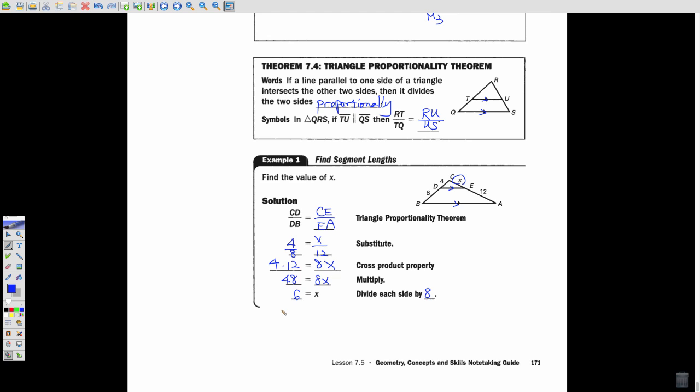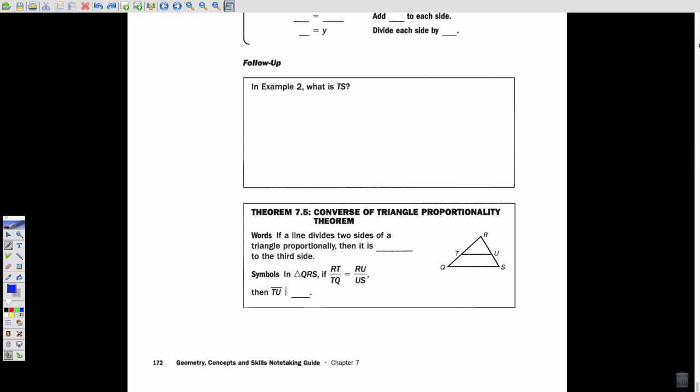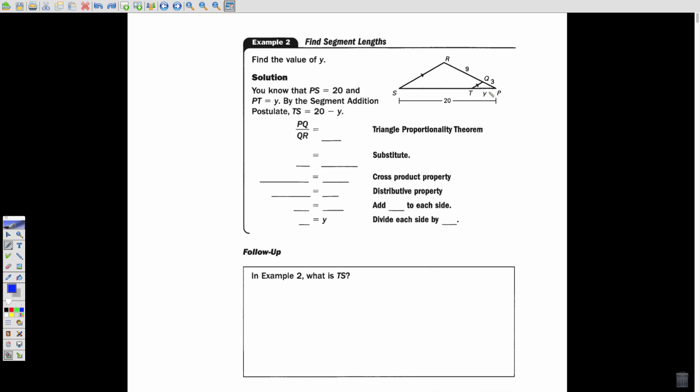See, the triangle proportionality theorem really makes a geometry problem like this one easily converted into an algebra problem, and that can help us solve various problems. So let's look at this one. We are supposed to find the value of y.